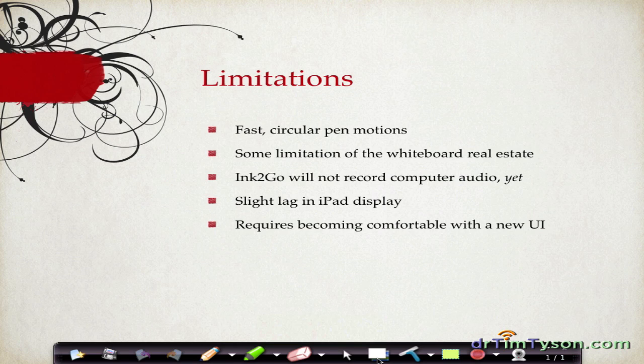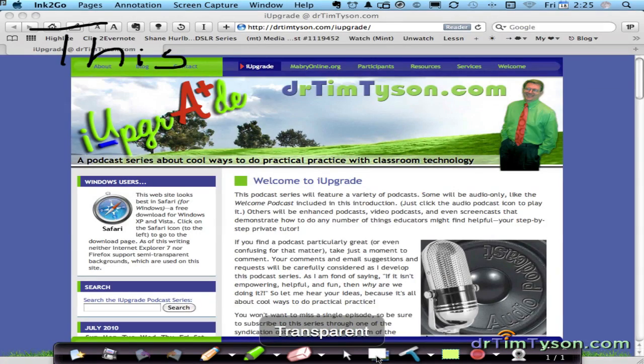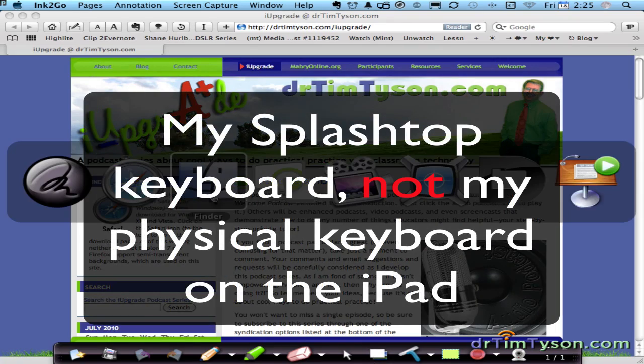There seems to be a little bit of a limitation on the actual amount of whiteboard real estate that you have when you're using the Splashtop and Ink2Go software. Even when I use a small thin pen, I still feel like I can't write as much as I would be able to write if I had a large physical interactive whiteboard. That's a trade-off, and maybe that's just my imagination. I haven't used an actual interactive whiteboard in quite some time. I'm again using my keyboard.